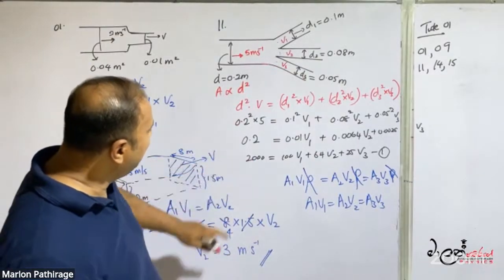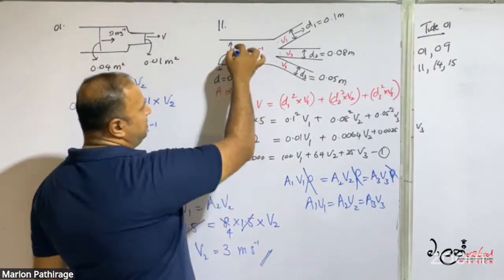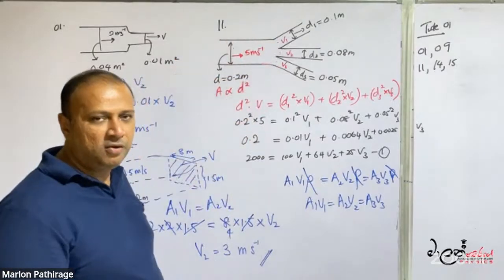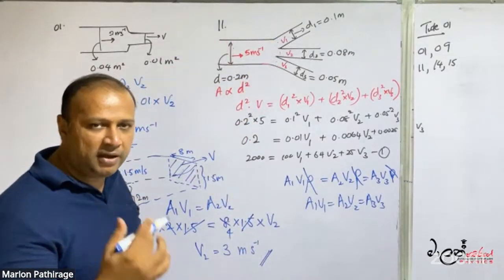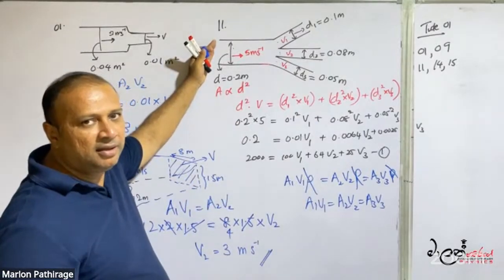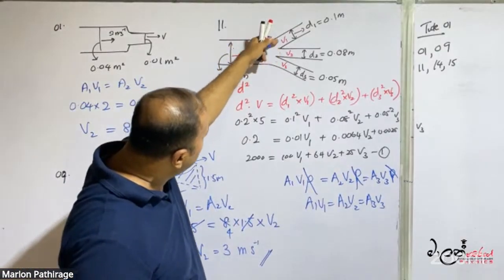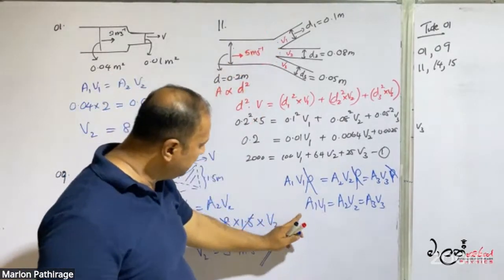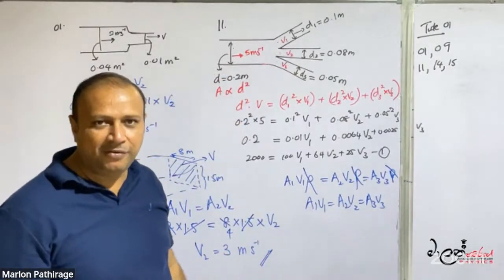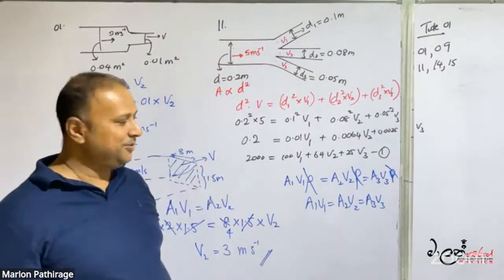Therefore, if we find the volume flow rate of the large tube, definitely the volume flow rate of each tube is equal. Therefore, we can divide the volume flow rate of the large tube by 3 to determine this.